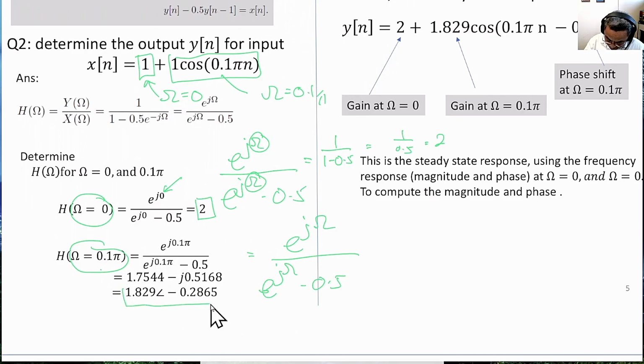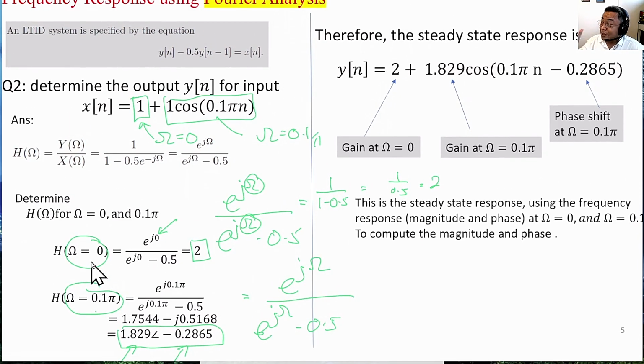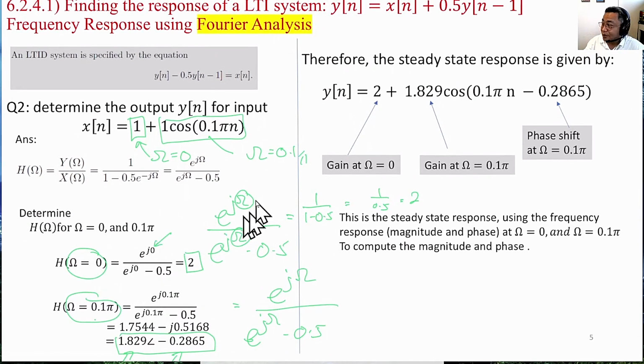Okay, so we will get the magnitude and the phase response at this frequency. That's the idea. Now, how do we calculate the output? This is the real trick. At frequency omega equals 0, our original input is 1. The frequency response tells us that it will change the magnitude by 2. So 1 becomes 2. In fact, this is the original 1 times the gain 2.